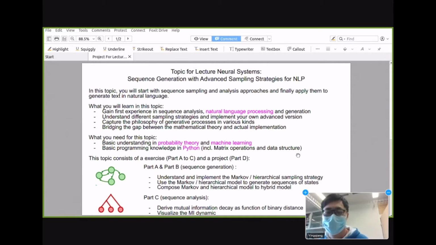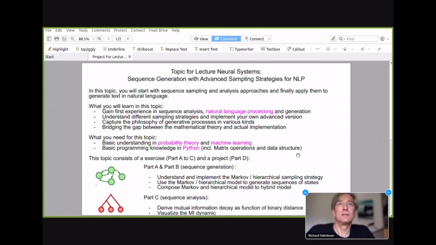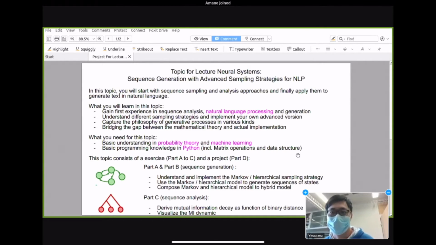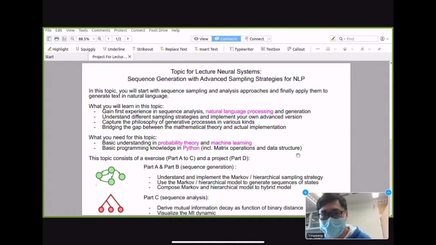Hi everyone. I will be one of the tutors for this lecture this semester. I'm Yin Qiao, a first year PhD student supervised by Professor Carlos. So the topic I'm offering you for the project is sequence generation with advanced sampling strategies, especially linking behaviors between the recordings and natural language processing.